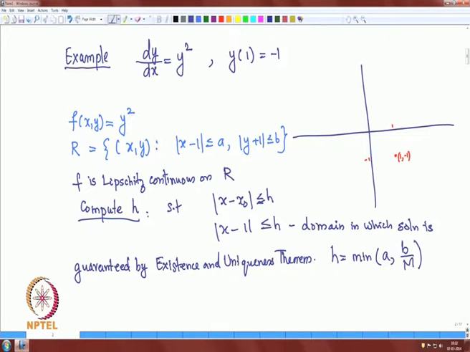a and b are as given in the definition of R, and m is the maximum value of the function f(x, y) in the rectangle, so (x, y) belongs to the rectangle. And since f(x, y) is just y squared, that will have maximum value at this point. So, let us plot this one.